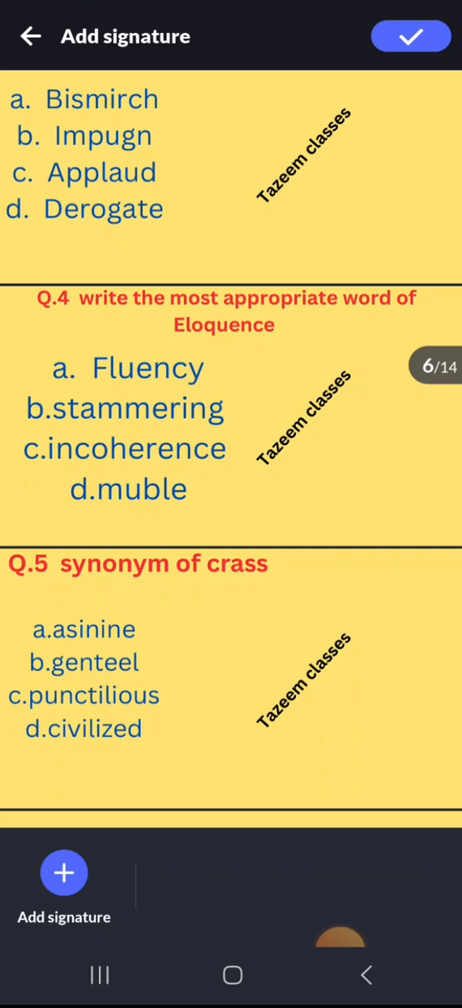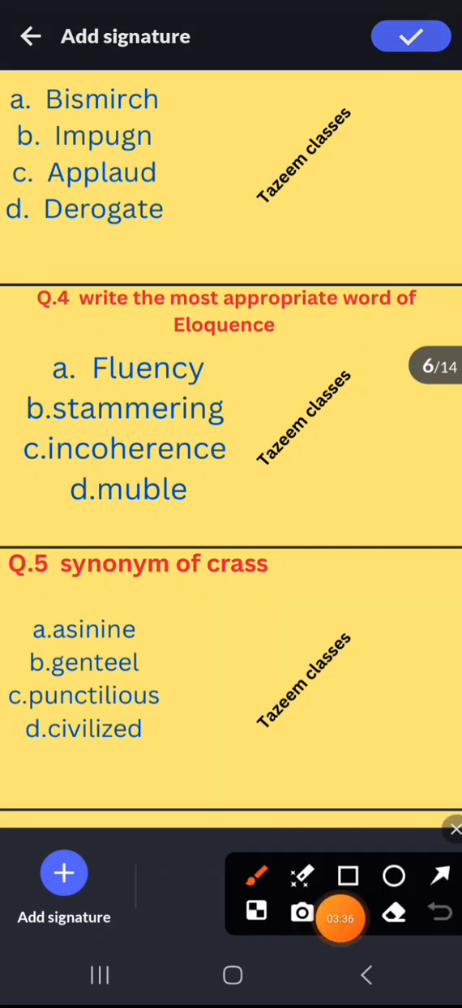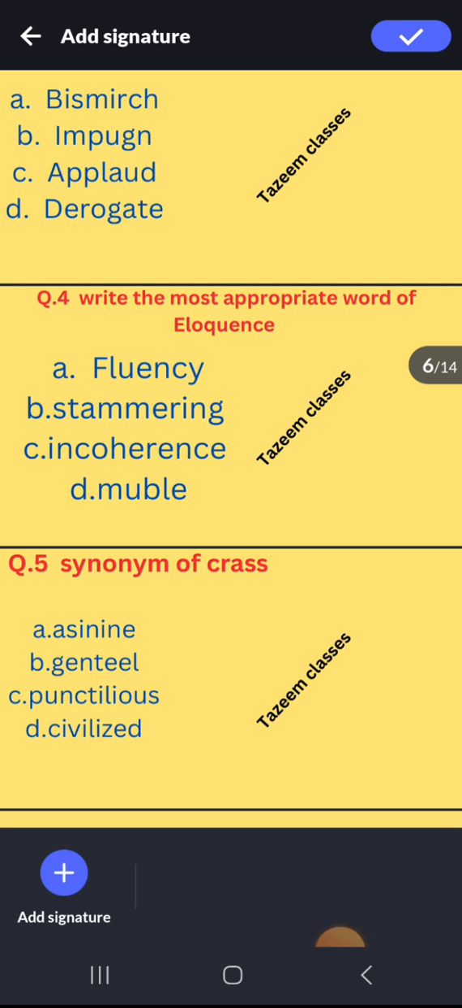Question number 4, write the most appropriate word for eloquence. Appropriate word means the synonym, the word with the same meaning as eloquence. So here are the options for you: fluency, stammering, incoherence, mumble. So the same meaning as eloquence is fluency. Okay, let's move to the next question.